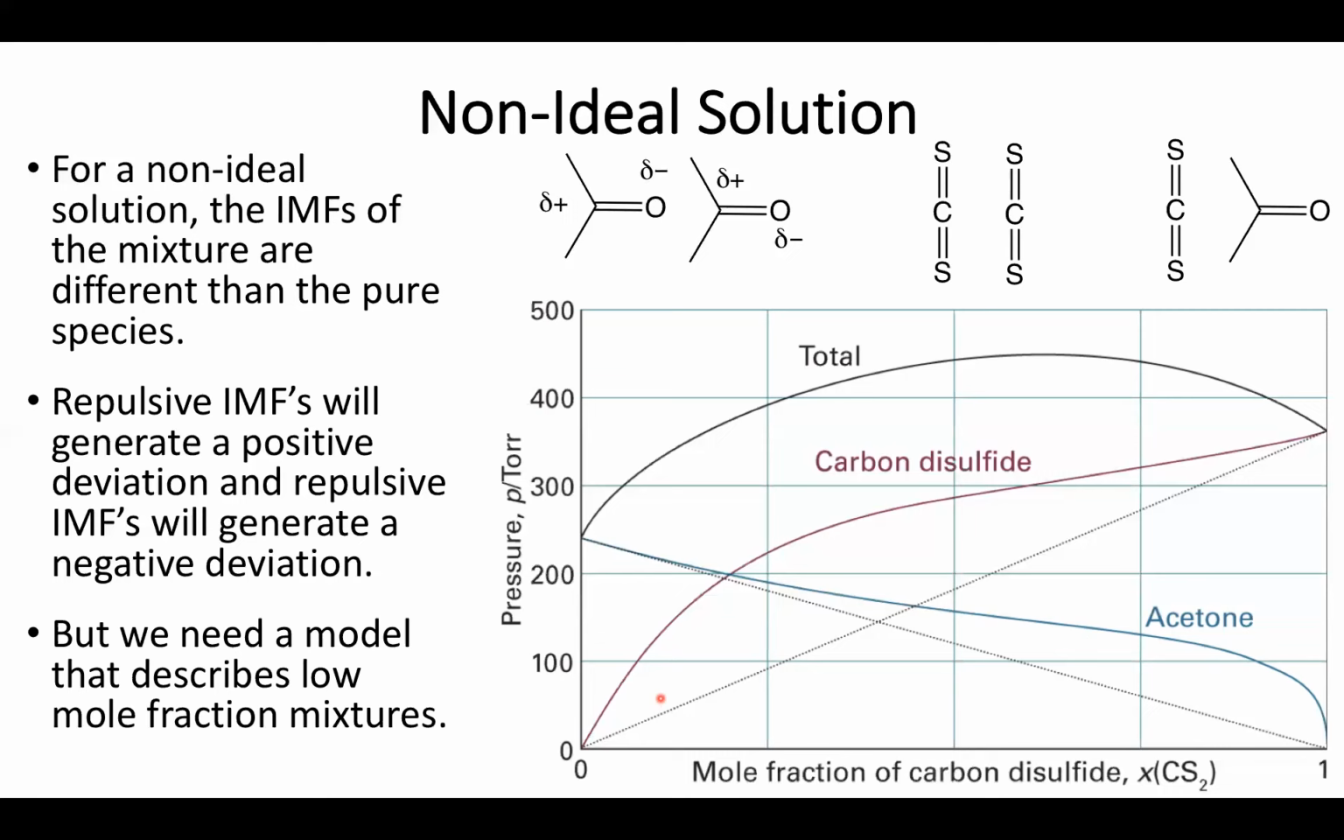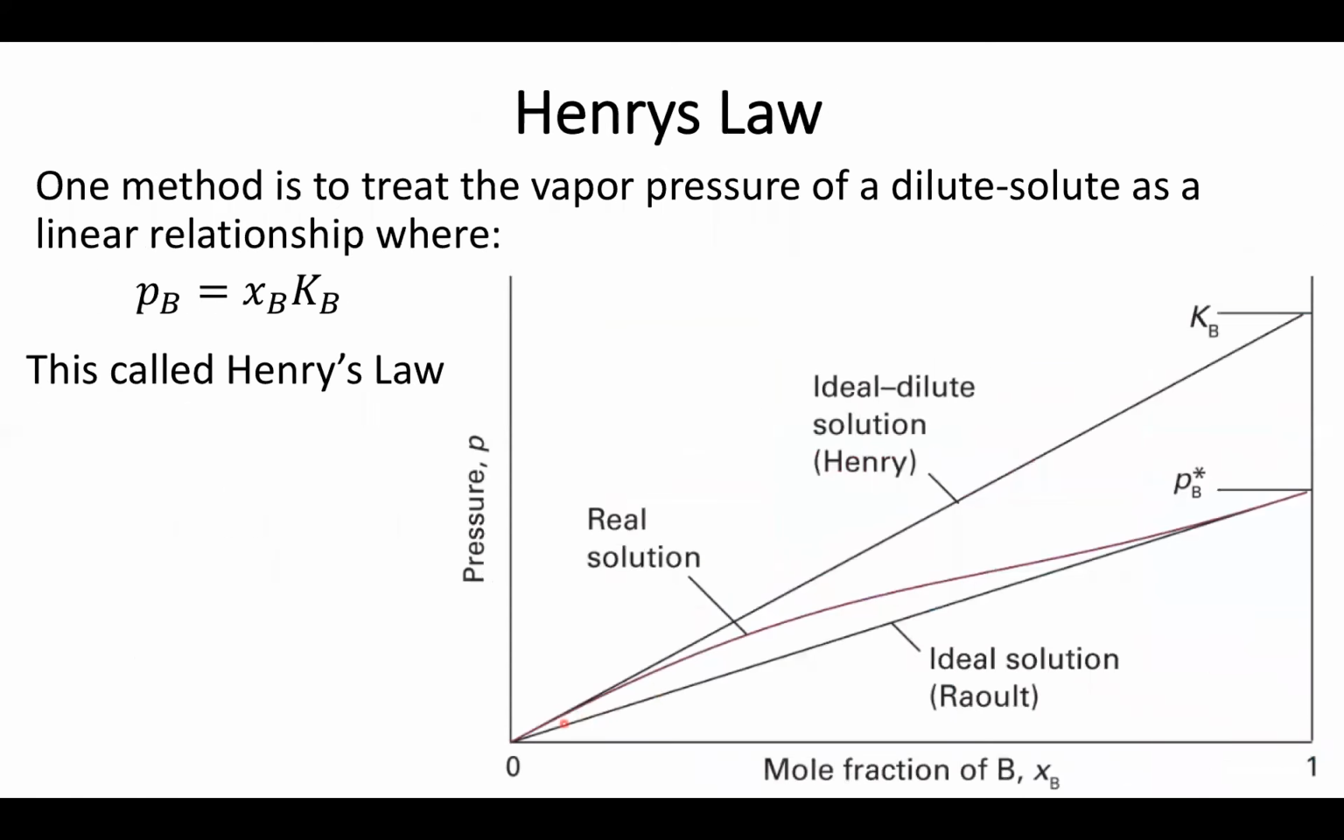So oftentimes, this is sufficient for a lot of our solutions that we're going to examine on a daily basis. And so by trying to treat this linear region, we're going to be looking for what's called an ideal dilute system, where I'm looking at the solute behavior, at the mole fraction of B when it's the minority component, and I'm going to fit a straight line.